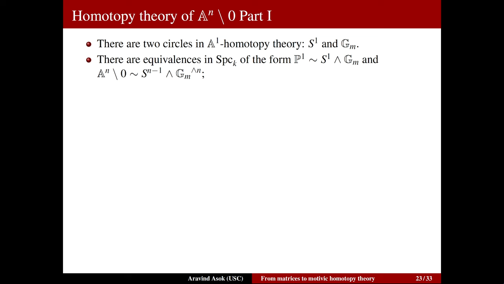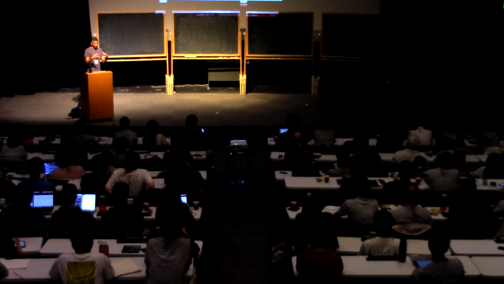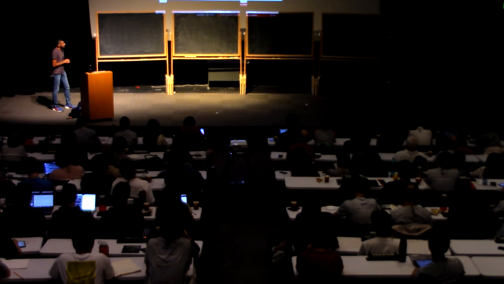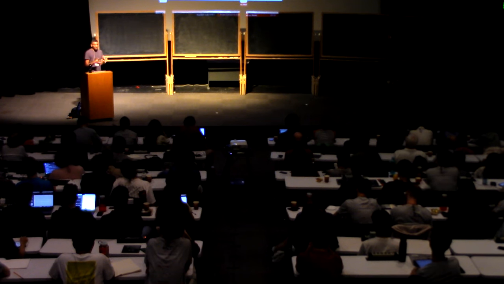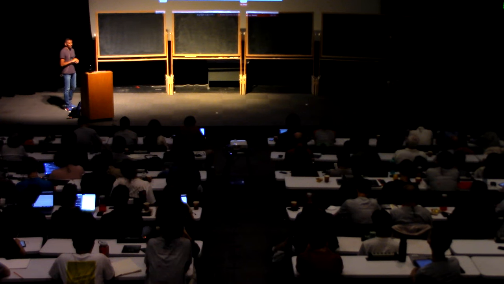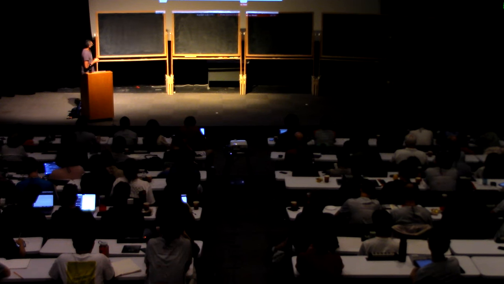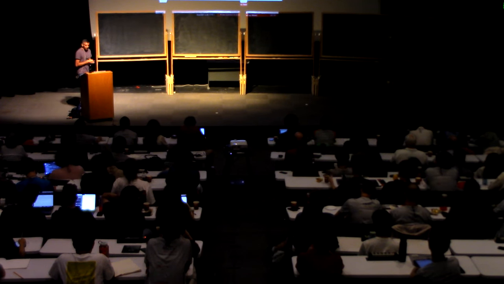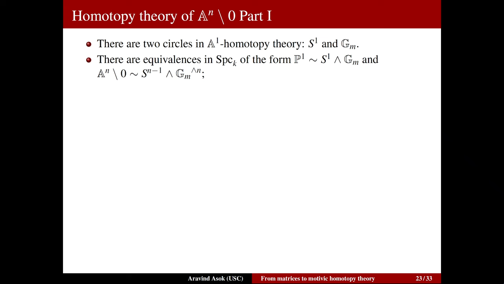If I look in this category of motivic spaces, these are my sort of basic circles, and when I built this object, I could form various categorical constructions. In particular, it makes sense to form things like smash products, and so I can look at something like the projective line, and because it admits an open cover by two open sets that are the affine line, and those are contractible, and the intersection is the multiplicative group, you can see that the projective line is equivalent to S1 smash GM. And similarly, inductively, you can show that affine n space minus the origin is also a sphere, namely that one. And for later use, let me observe that affine n plus 1 space minus the origin is P1 smash affine n space minus the origin.